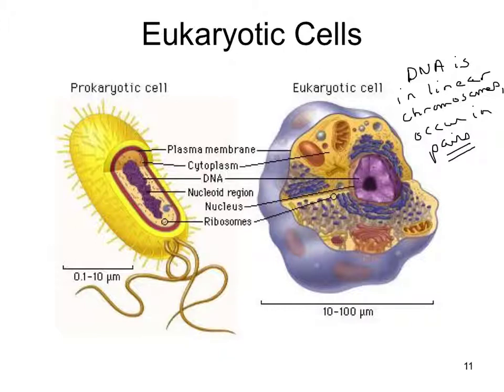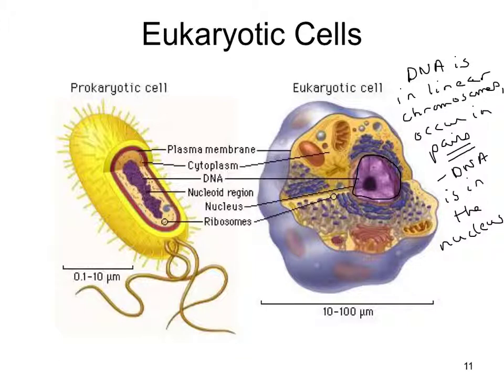Okay? Something called being diploid. And all of the DNA is in the nucleus. Remember, eu means true and karyo means nucleus. And this purple structure here is the nucleus.